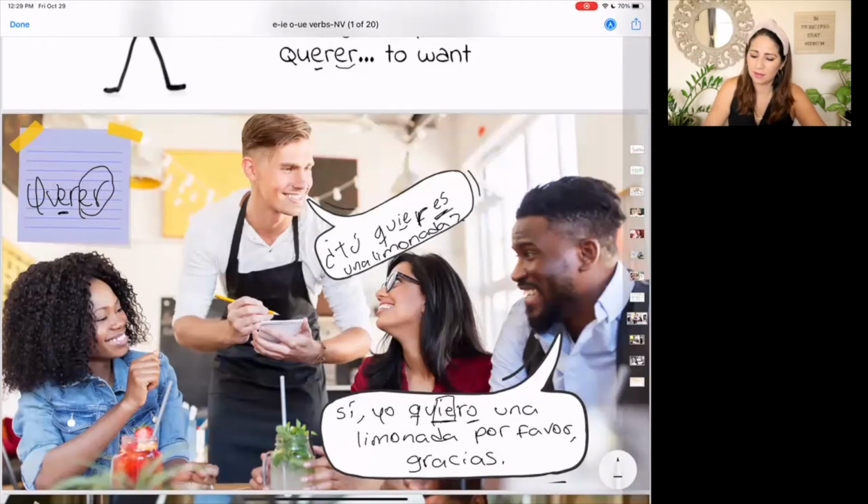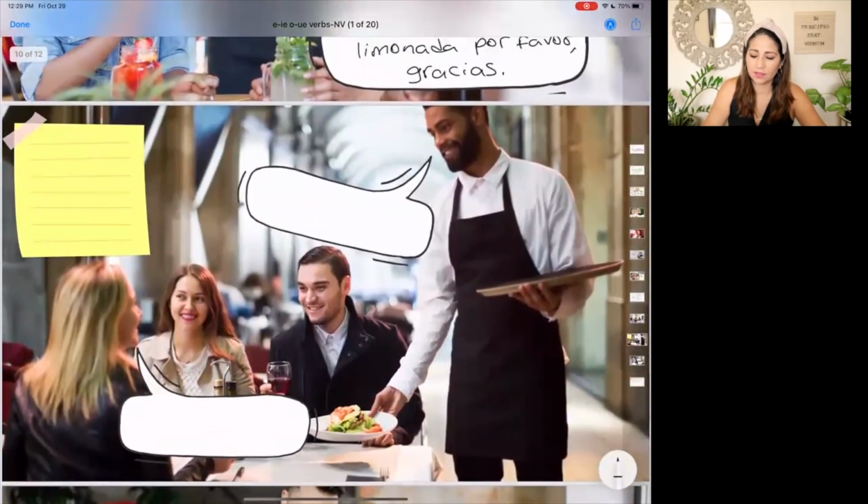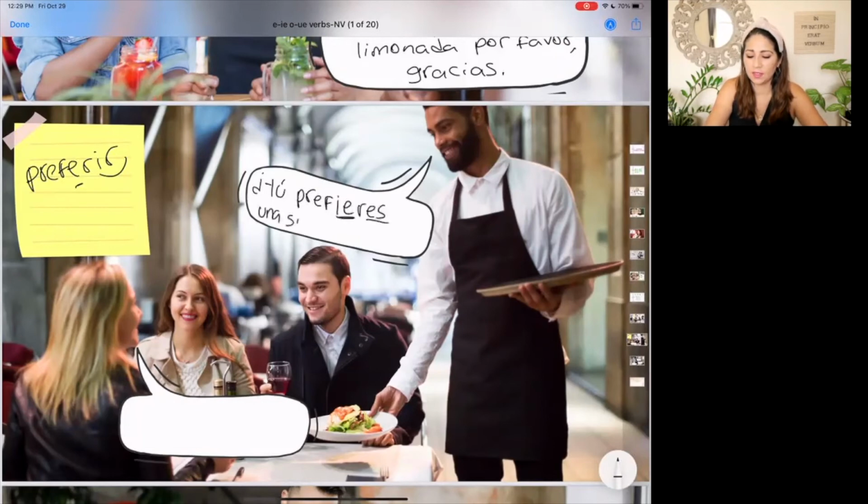Gracias. Okay. All right, so here we're gonna use the verb preferir. Preferir means to prefer. We have two E's, but we're gonna choose the one closest to the ending. And here I'm gonna say that the waiter is asking the girl if she prefers a salad or a soup. It's still in the second person form, in the form of you, because he's talking directly to her. So do you prefer a soup or a salad? So he's gonna say, tú prefieres una sopa o una ensalada.